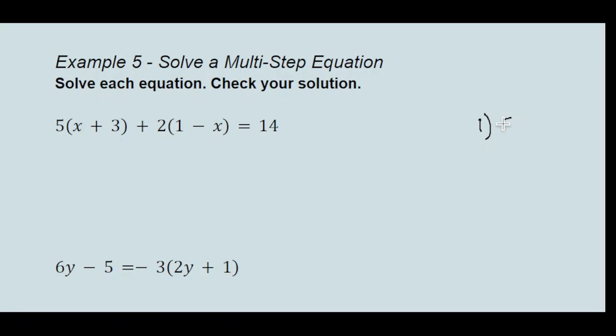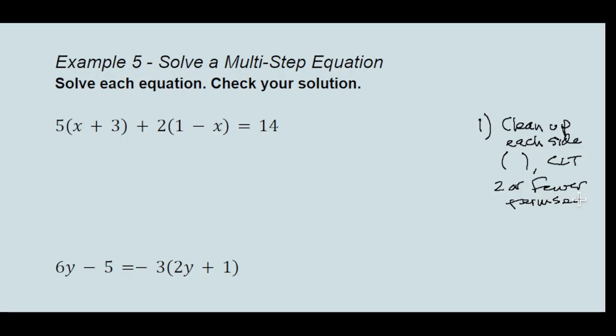So the first step basically is to clean up each side, right? Clean up each side. And that involves taking care of things like parentheses, collecting like terms, stuff like that, right? Just get it cleaned up, and then when you finish, you should wind up with two or fewer terms on each side. All right, and if you have more, you did something incorrectly. Okay, and that's all right, but just fix it.